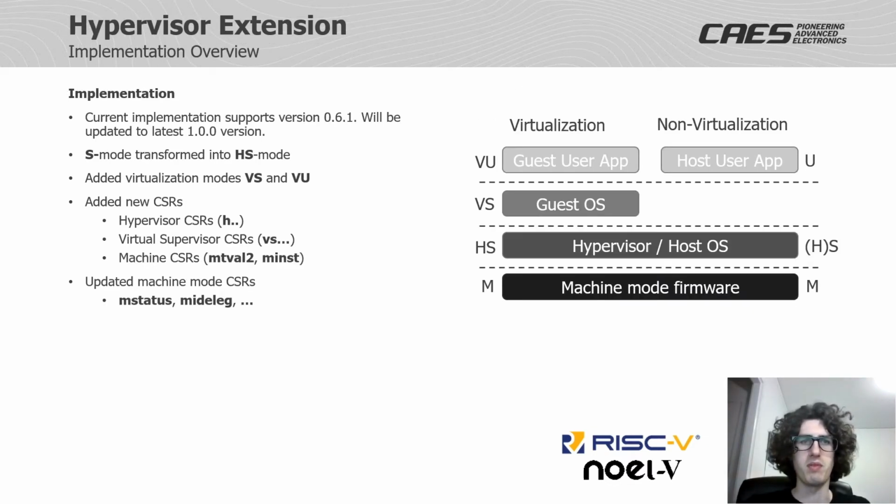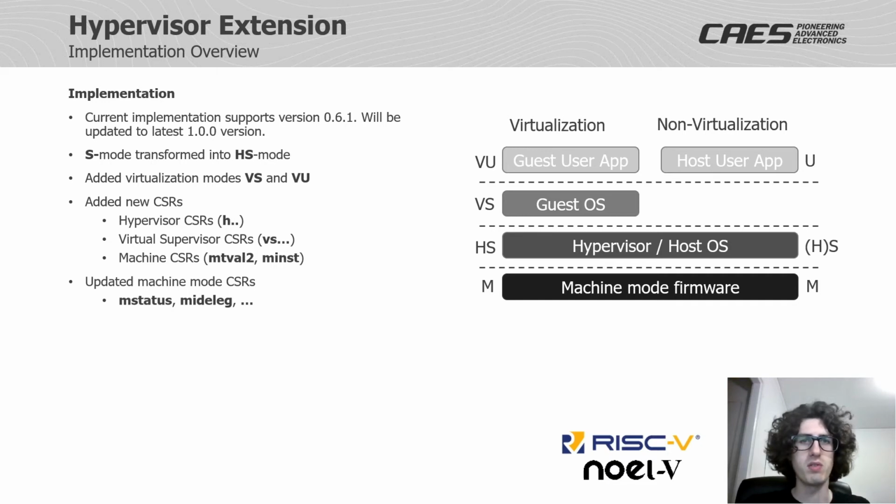Moving on to the Hypervisor Extension implementation, I'll start with a general overview. Our current implementation of the Hypervisor Extension was targeting the draft standard version 0.6.1. However, the implementation will be soon updated to support the latest 1.0.0 version of the standard. This extension transforms the supervisor mode to the Hypervisor Extended Supervisor mode. It also adds virtualization modes, virtual supervisor mode, and virtual user mode.